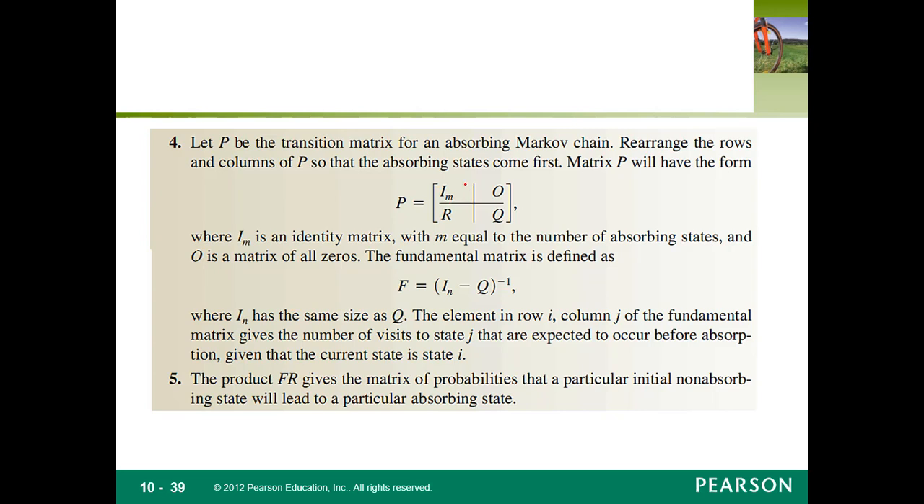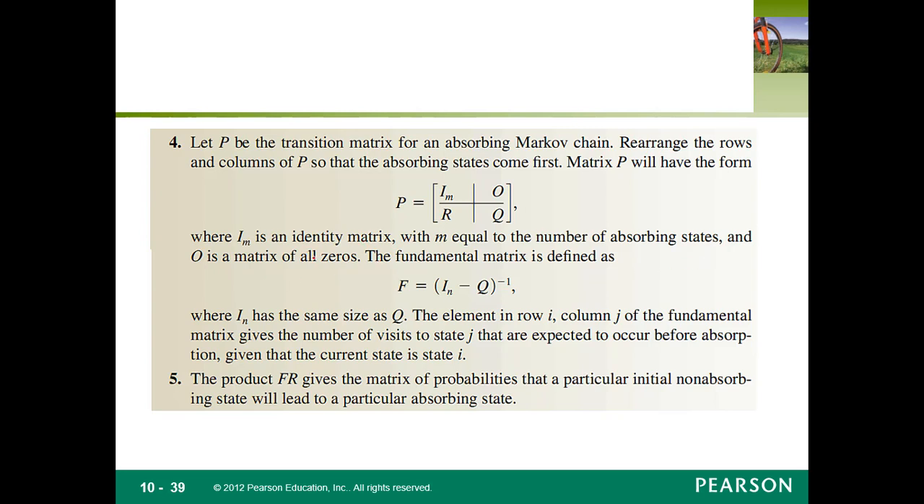Okay, so we'll have this I of M, which is like a small identity matrix. Then we'll have an O matrix, an R matrix, and a Q matrix. But it has to be in this form. This is the identity matrix where M equals the number of absorbing states.